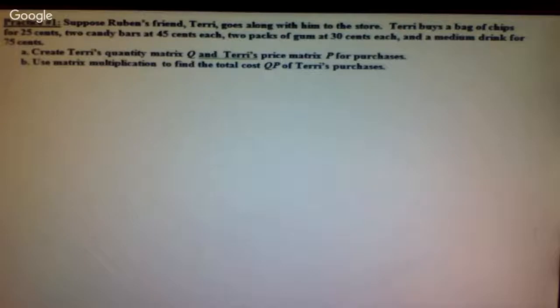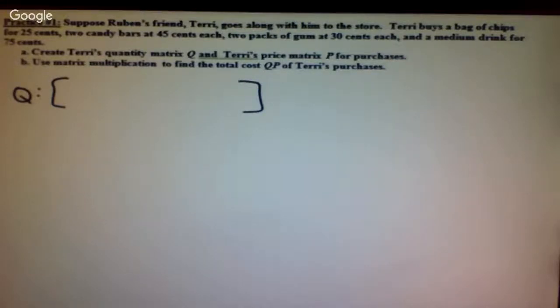Ruben's friend Terry is now going to go with him to the store. Terry's going to buy a bag of chips for 25 cents, candy bars at 45 cents each, 2 packs of gum, 30 cents each, and a medium drink for 75 cents. So we need to create a quantity matrix. This needs to be in a row.